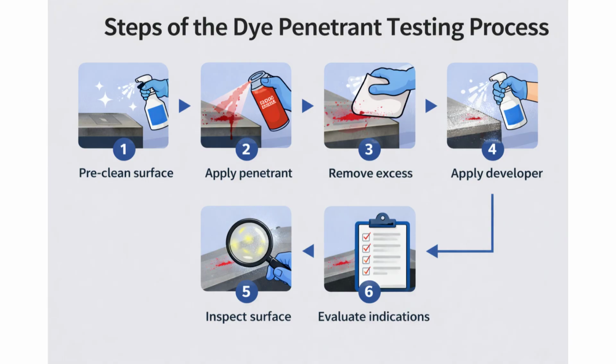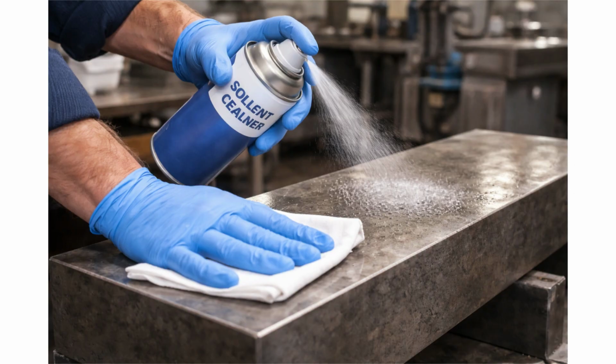Let's go through each step in detail, because understanding this process is key to understanding how the method works. Step 1 is arguably the most critical: surface preparation. The test surface must be cleaned to remove any dirt, paint, oil, grease, or loose scale that could either keep penetrant out of a defect or cause irrelevant or false indications.